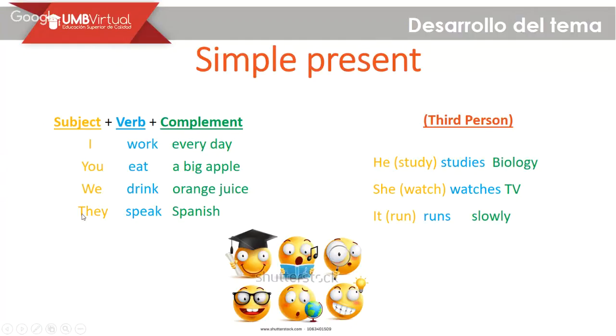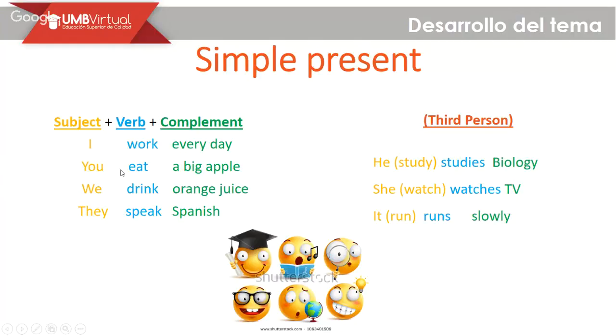So here we have subjects: I, you, we, and they. Third person: he, she, it. Verbs: work, eat, drink, and speak. ¿Qué podemos ver en común dentro de esta lista de verbos? Que ninguno de ellos está conjugado, sino la forma base, que siempre lo vamos a encontrar. And then we have the complement: every day, a big apple, orange juice, Spanish, right? Those are the examples according to it.